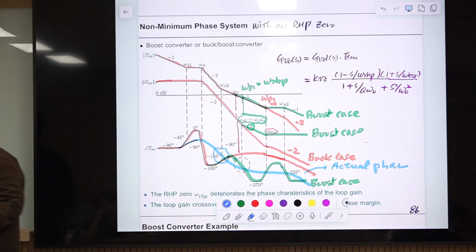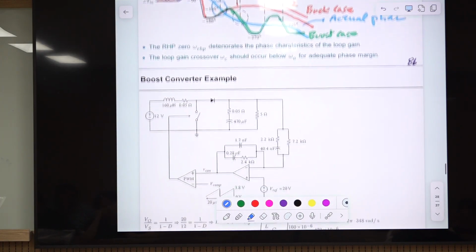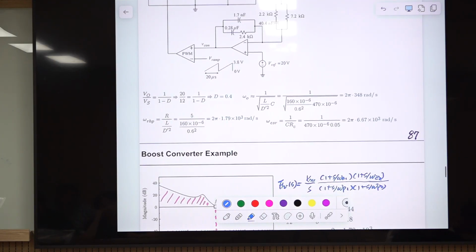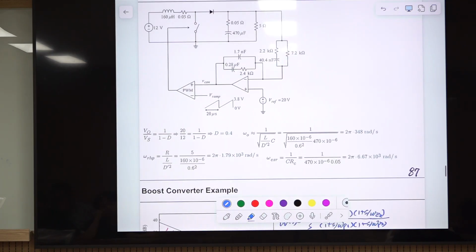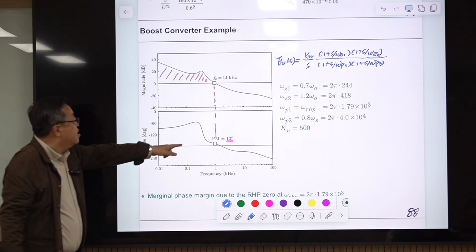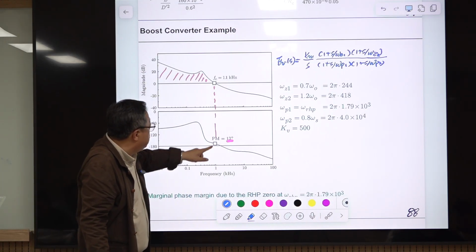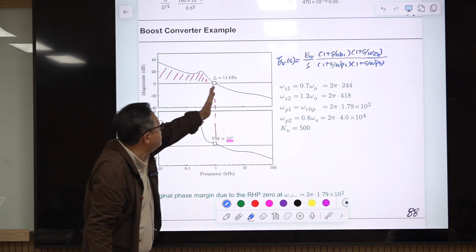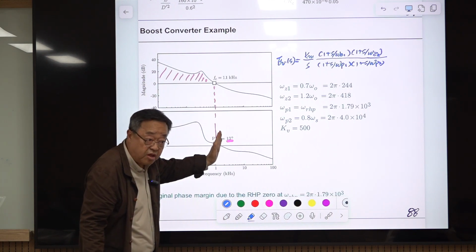Okay, then the final result of this design is this one. So we have the design here. We follow the standard 3-pole-2-0 compensation. That is the best structure for this, and I obtained this. Okay, so this is the best I can do. At this crossover frequency, the phase margin is 13 degrees. If I increase this crossover frequency, it becomes unstable.